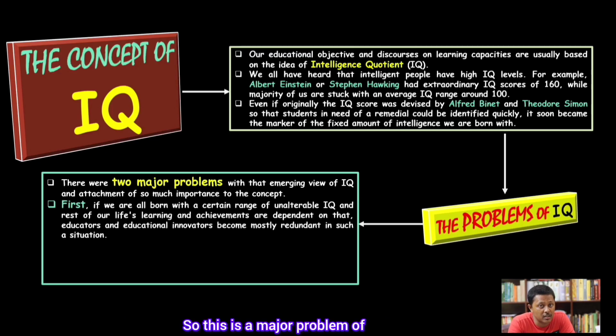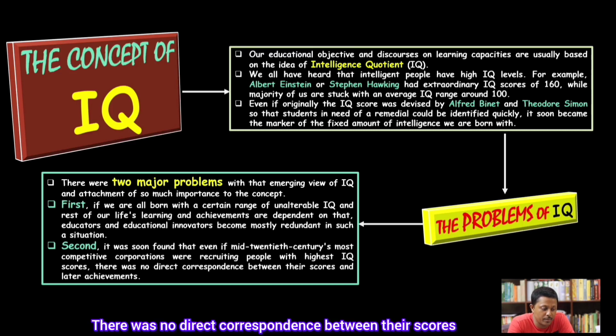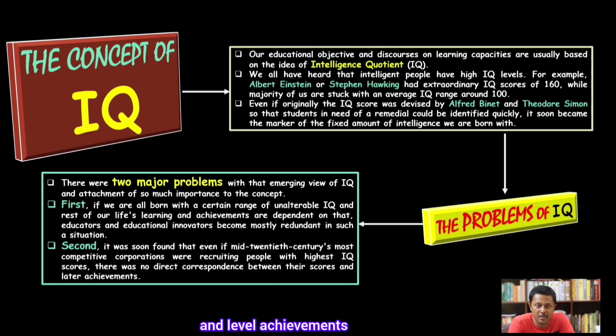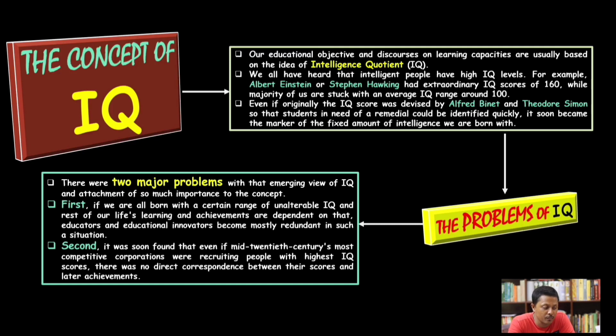So this is a major problem of IQ, intelligence quotient. The second one is that the mid-20th century's most competitive corporations were recruiting people with the highest IQ scores. There was no direct correspondence between their scores and actual achievements. So if your score is 120 to 140 or 150, the expectations are high for you to give something better, because your intelligence quotient is better.